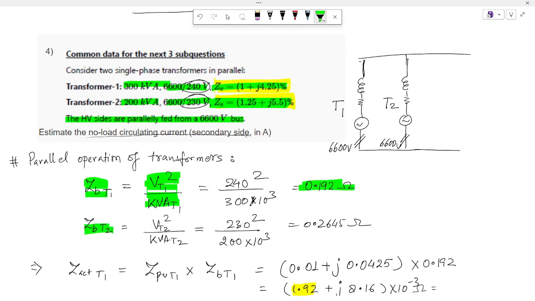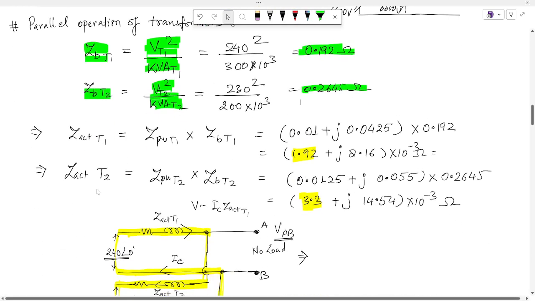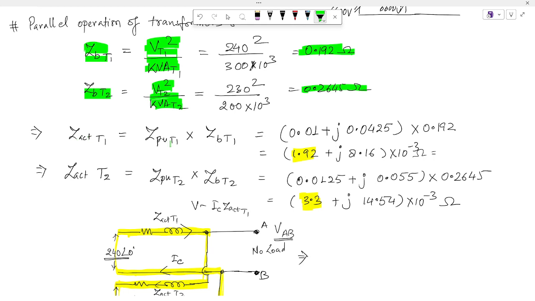Similarly, find out the Z base for transformer 2. Bases will be different because their ratings are different. So we are getting this Z base for transformer T2 as 0.2645 ohms. Now we need to get the actual. So how will you get the actual? Actual value will be obtained by multiplying the per unit value by the base value. So multiplying this, you are getting 1.92 plus j8.16, into 10 power minus 3 ohms.